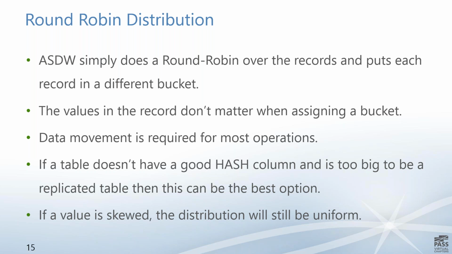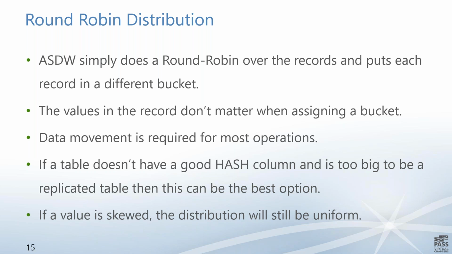In this case, because of the way that is done, it is always going to be uniformly loaded, but there's going to be no correlation between the records that are in a particular bucket. So data movement will be required for that table probably in most operations, because there's always going to be some records that are going to be around in different machines, right?